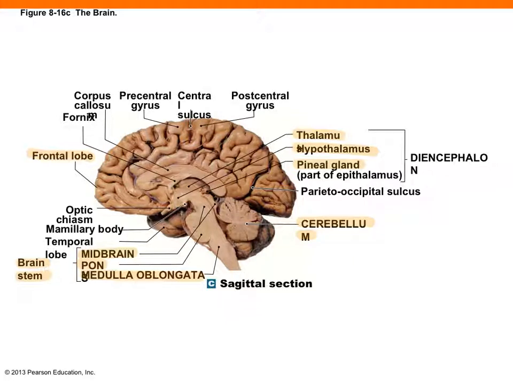This is a side view of the brain cut in half, and you're able to see again the frontal lobe, the thalamus, the hypothalamus, the pineal gland, the cerebellum, the midbrain, the pons, and the medulla oblongata. Remember that the midbrain, pons, and medulla oblongata make up the brainstem. This is what we'll be looking at when we do the sheep brain dissection.